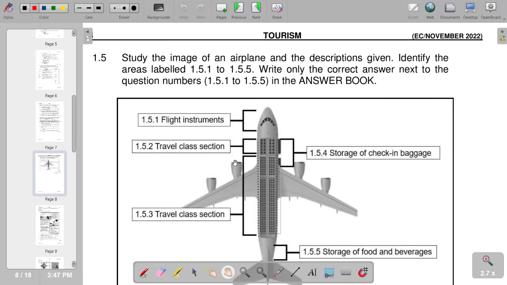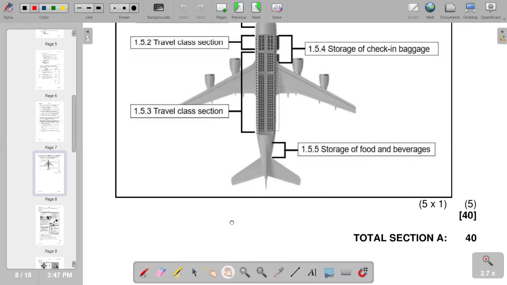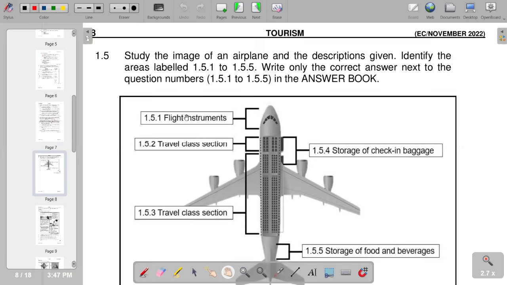With that, we see that we have 1.5.1, which has flight instruments, and we call the section the cockpit. And then we also have 1.5.2, the travel class section, which is the business class. So we have the business class.